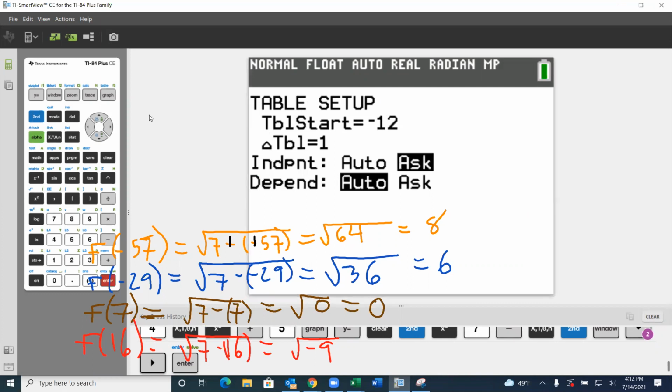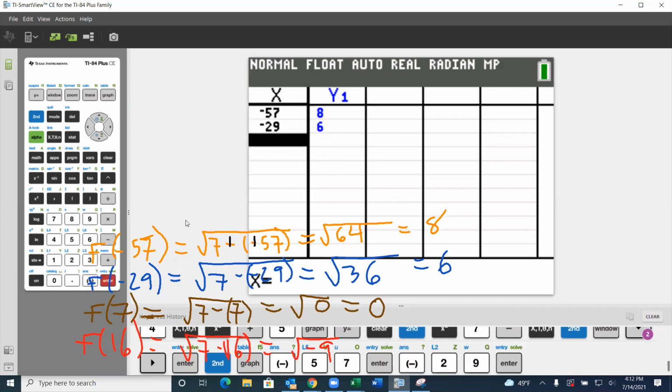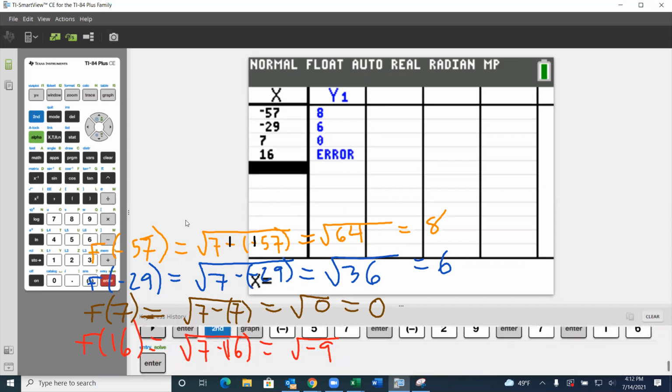So when I go to the table, if you have any numbers, just hit the delete key until they're gone. So I want to know what's going on when x is -57, and when x is -29, I'm just typing those numbers in. When x is 7 and when x is 16, bam. And there's that error to say 16 is not in the domain, doesn't work. See how slick that is? Anyway, that is how it's done.